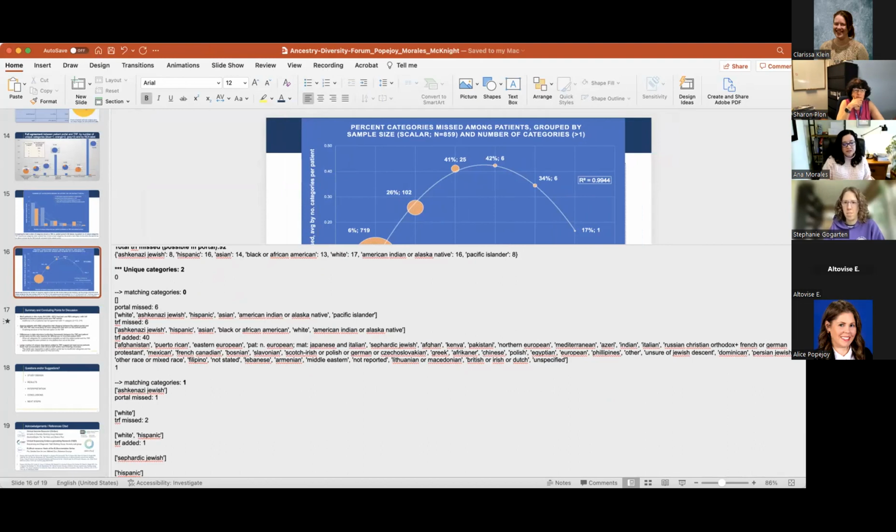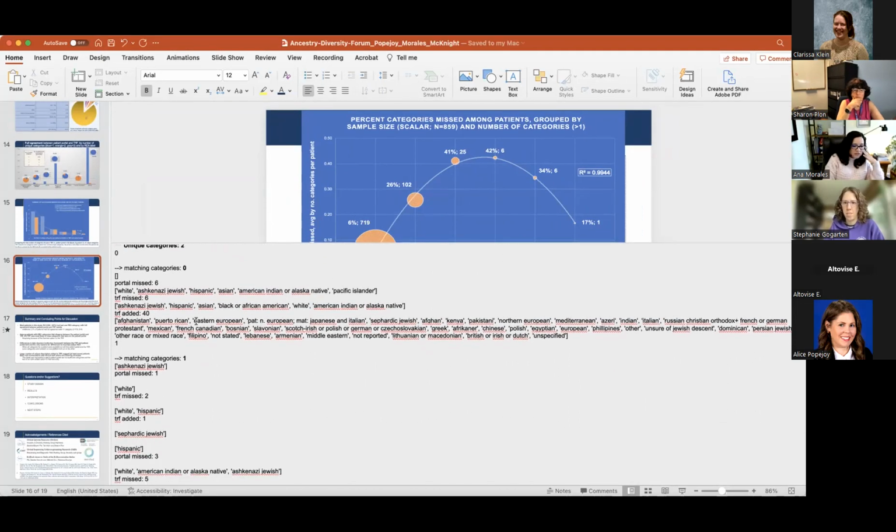Cool. So yes, if you look here, these are ones that the portal missed, but they could have, oh, sorry, no, that's portal miss. There we go. So this is added from the TRF. You have Afghanistan, Puerto Rican, Eastern European, paternal, Northern European, maternal, Japanese, and Italian, Sephardic Jewish, Afghan, Kenya, Pakistani, etc. So you can read, these are ones that were added by the TRF.